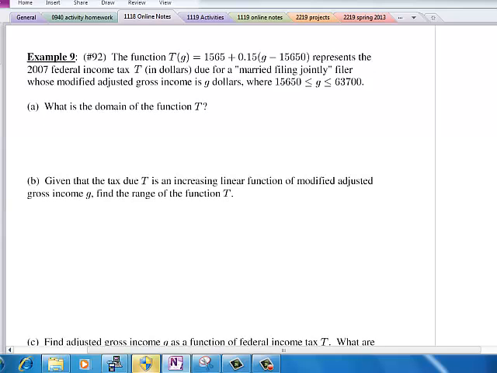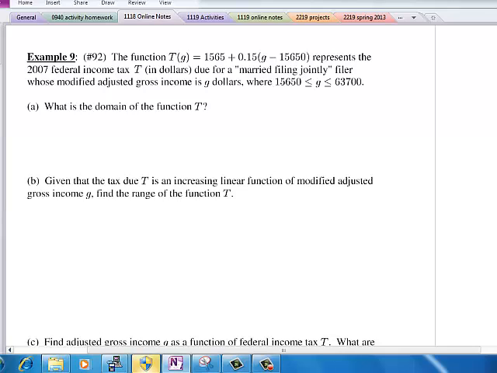Lastly, we have an example here that's just an application of these inverse functions. We've got the function t of g equals 1565 plus 0.15 times g minus 15650. It happens to represent the 2007 federal income tax in dollars for a married filing jointly filer if the modified adjusted gross income is g dollars, where g is somewhere between 15,650 and 63,700.